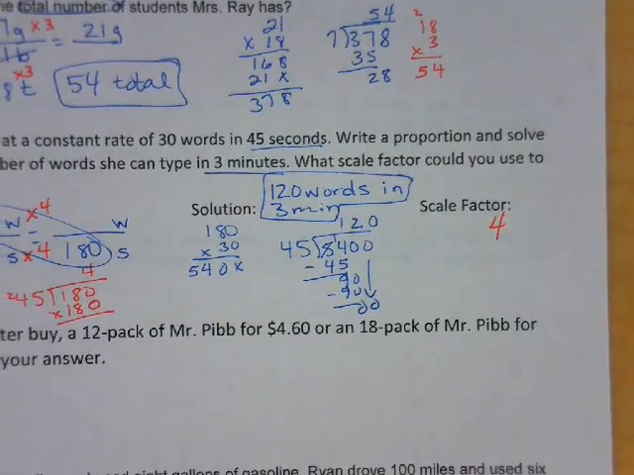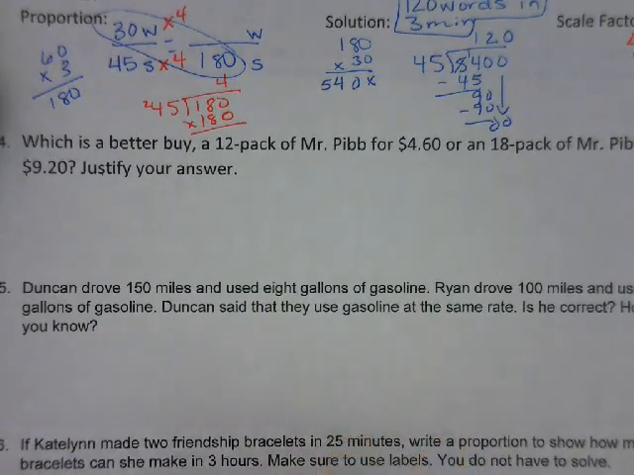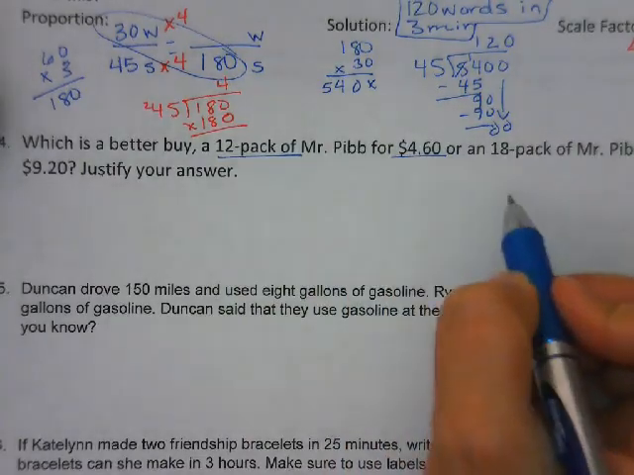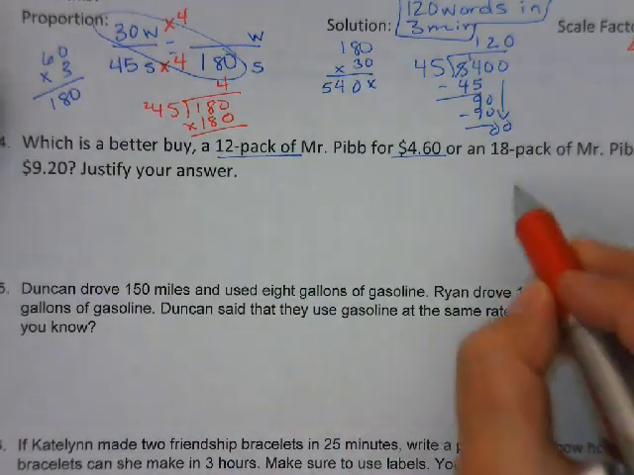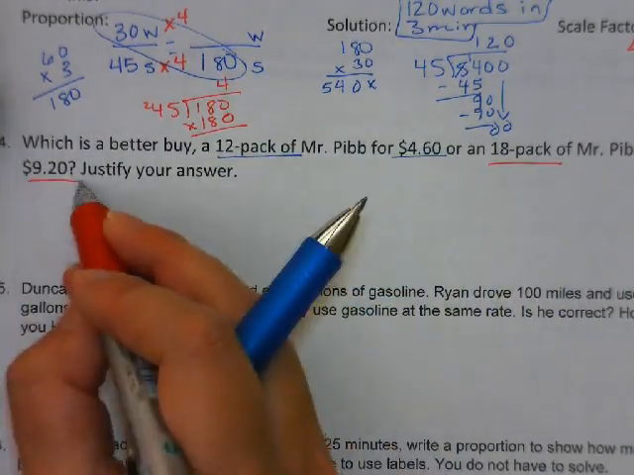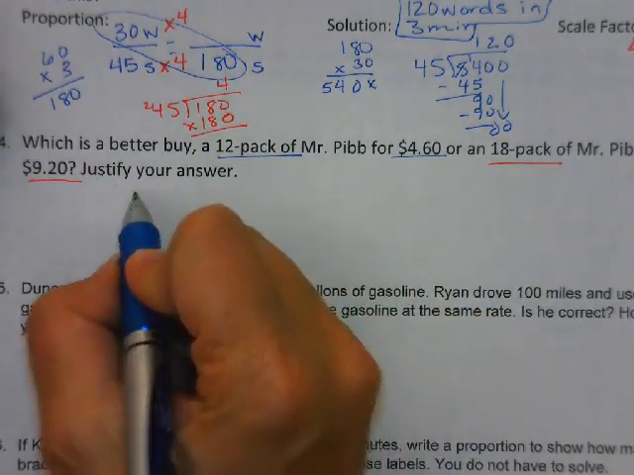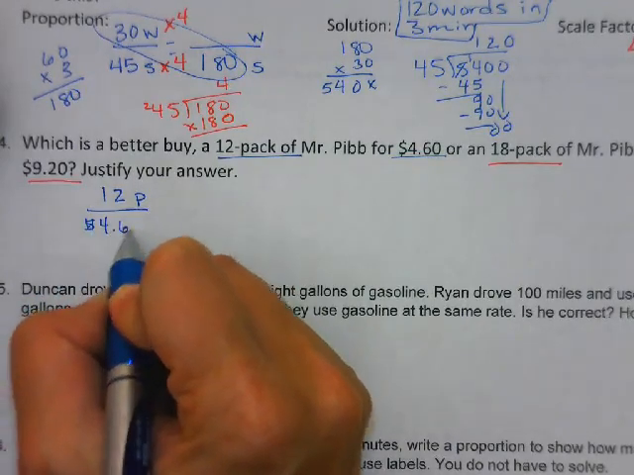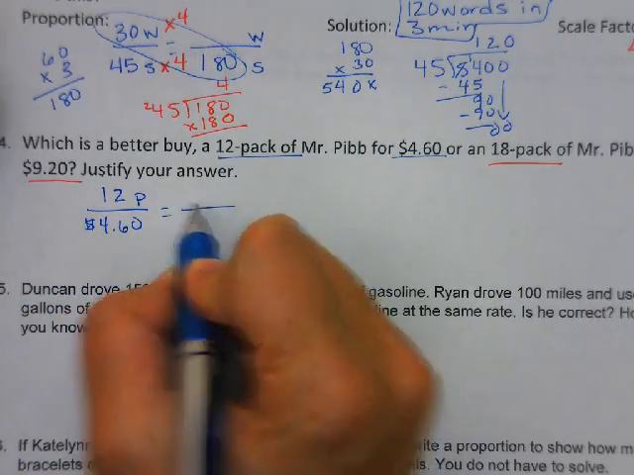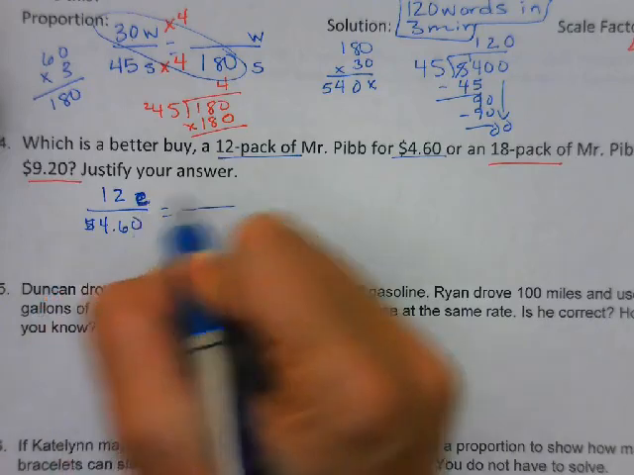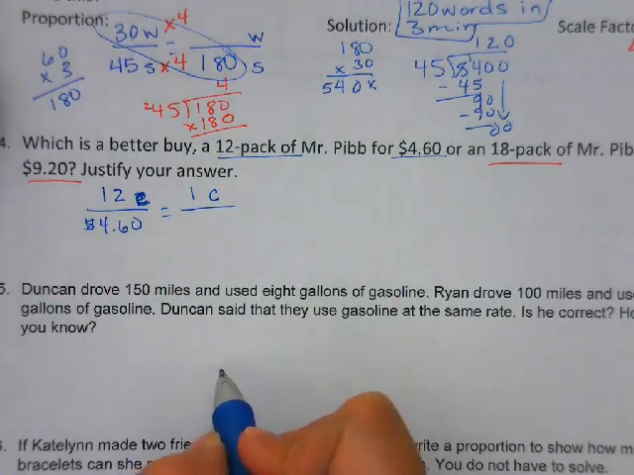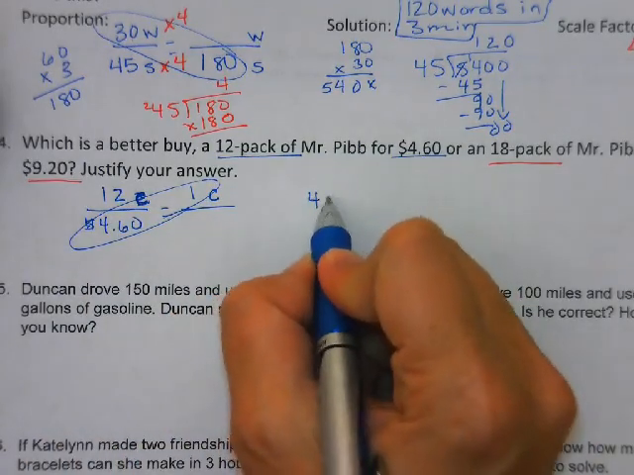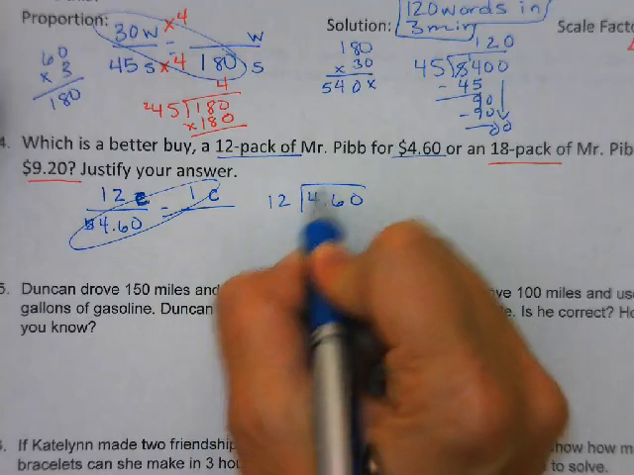Okay? Looking at unit rate, which is a better buy, a 12-pack of Mr. Pibb for $4.60 or an 18-pack for $9.20. So we need to simply figure out how much for one. So if I have a 12-pack for $4.60, I want to know how much, or this is 12 cans, sorry. How much is 1 can? So we can cross multiply 460 and divide by 12.